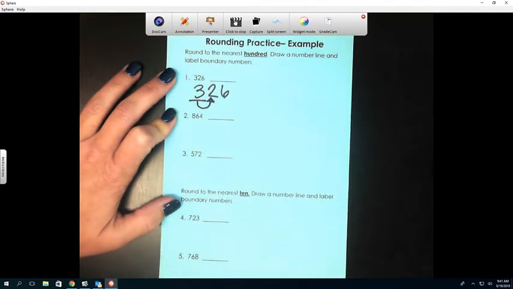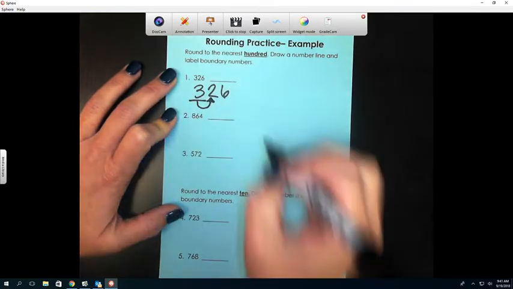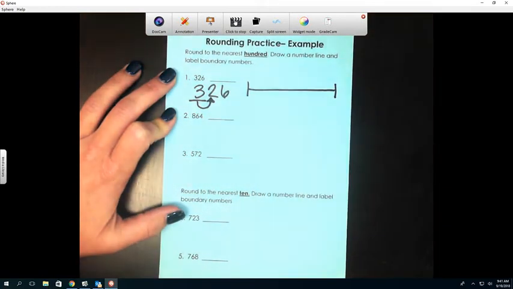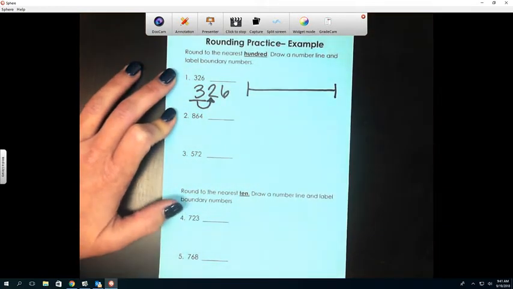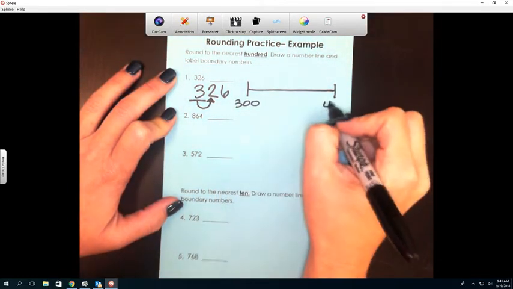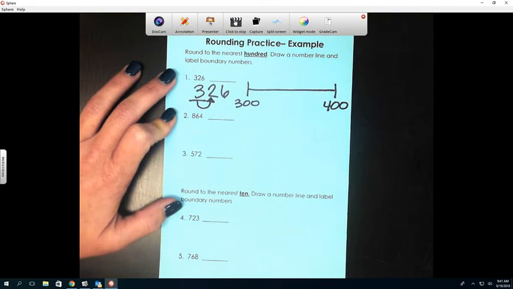Okay. Next, what do I need to identify? Mia? Draw a number line. I'm going to draw my number line. And I'm going to label my boundary numbers. Thank you. Boundary numbers. So, what are my boundary numbers for this problem? 300 and 400. Good job. 300 and 400.